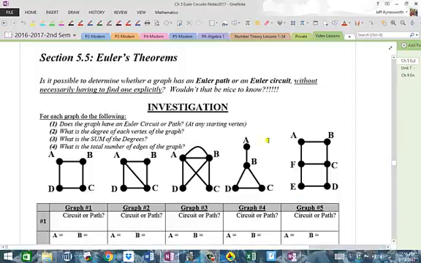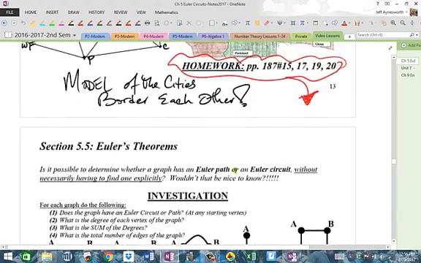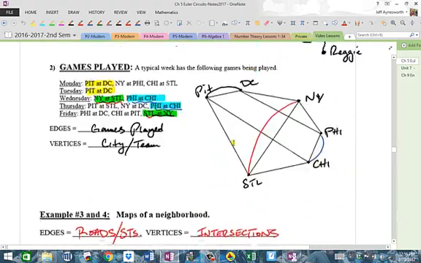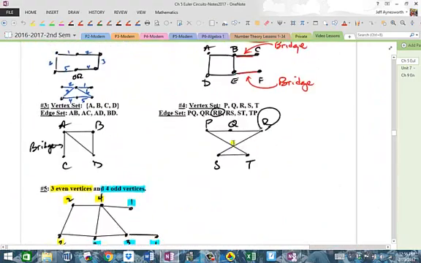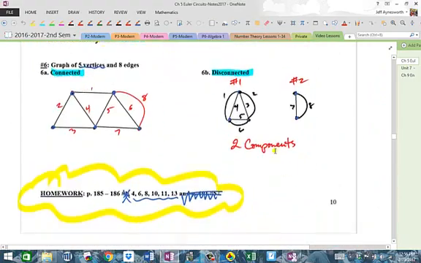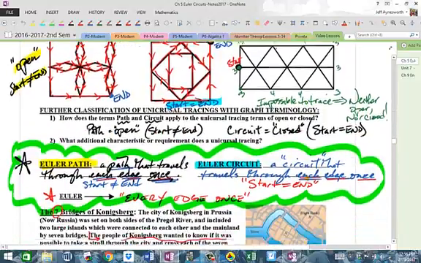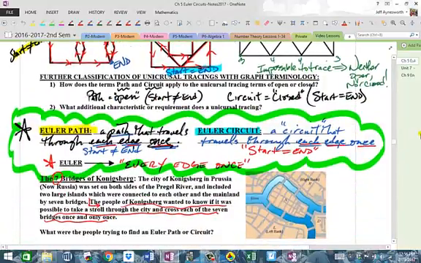Before we do that, though, let me just remind you of something here. We're going to go back to the previous section, and I want to review what we came up with: what it means to be an Euler path and Euler circuit. So take a look at what we talked about in the previous section here.